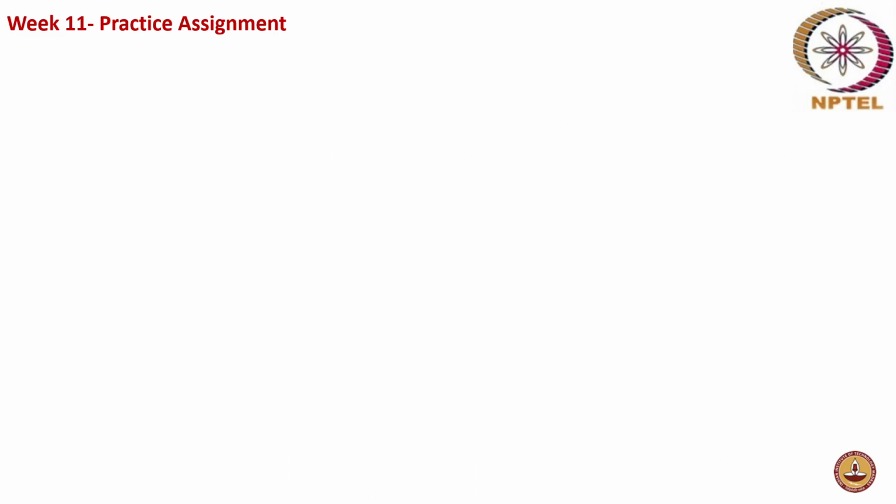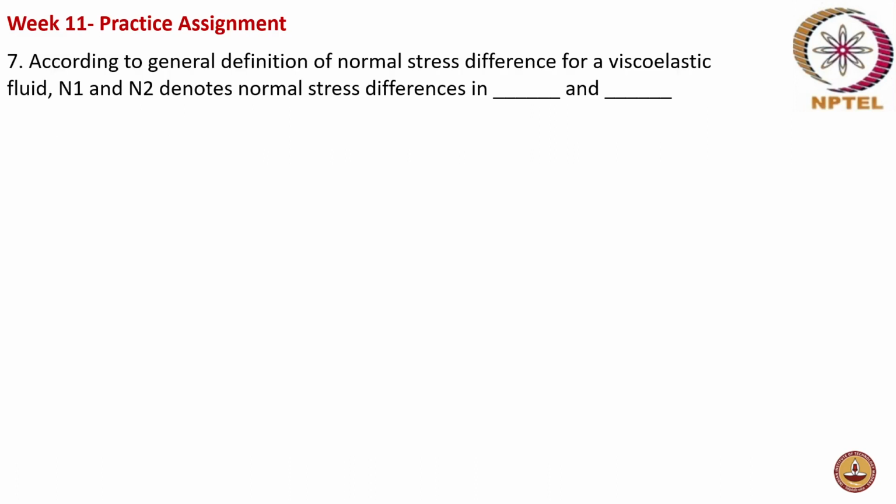Okay. Now let's go on to question number 7. According to the general definition of normal stress differences, for a viscoelastic fluid, N1 and N2 denote normal stress difference in dash and dash. Each of N1 and N2 denotes some direction of stress difference. So which of those denotes what kind of direction of normal stress difference?